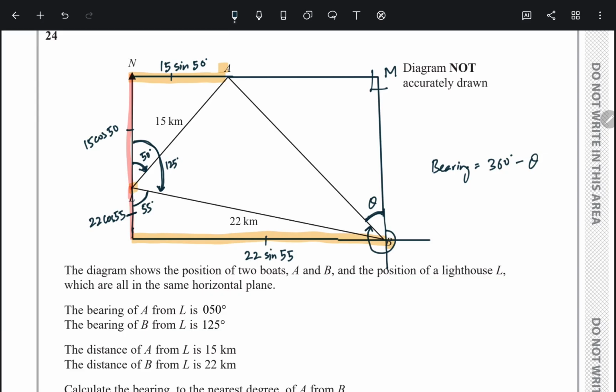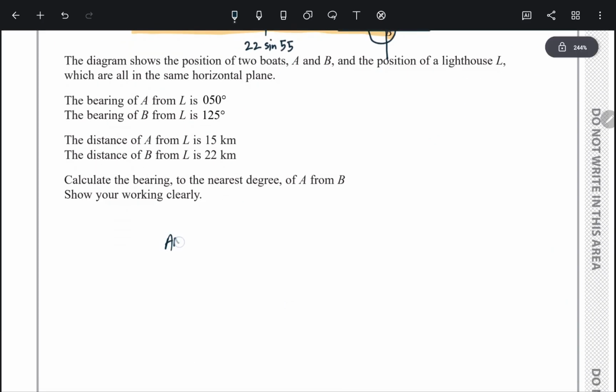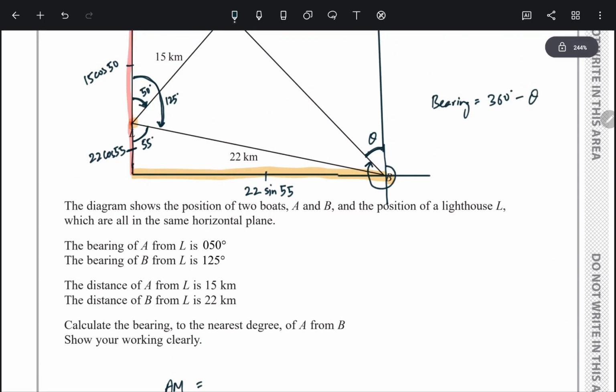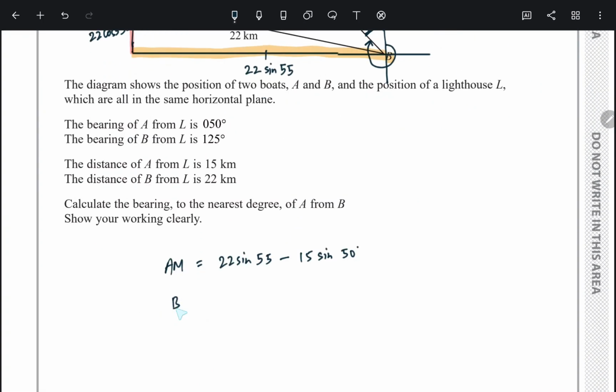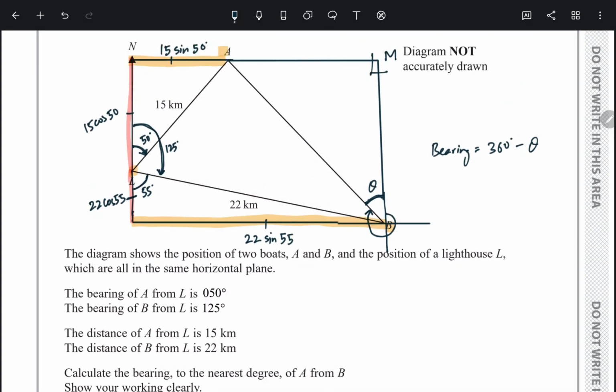So AM is going to be 22 sine 55 minus 15 sine 50, and BM is going to be 22 cos 55 plus 15 cos 50. So we have found BM and AM.